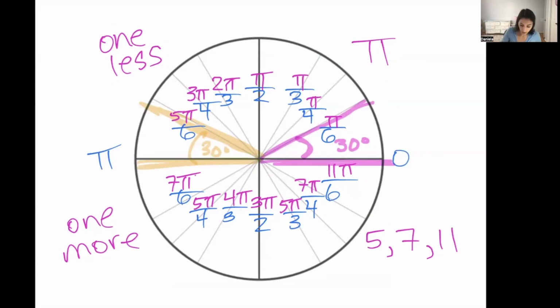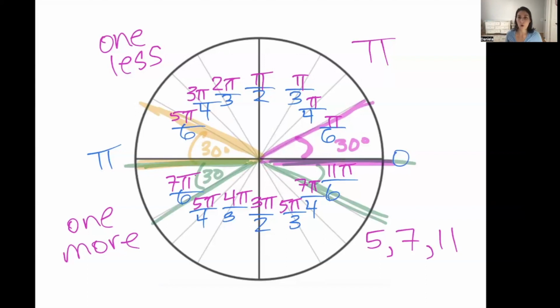If I keep going, this angle right here is also 30 degrees. That has a denominator of 6. And then you guessed it, this here also has a denominator of 6. So those all have a 30-degree reference angle. And the same thing, there's 45-degree reference angles or pi over 4, and then 60-degree reference angles, so that's pi over 3, so on and so forth. So you can look at it that way.